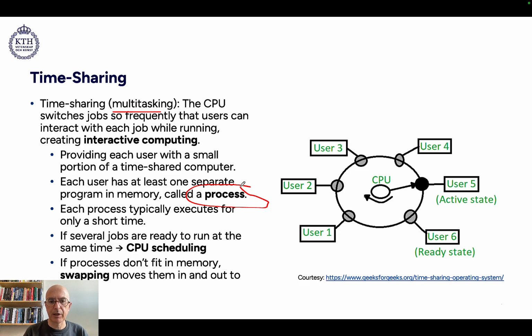If several jobs are ready to run at the same time, then we will rely on the concept of CPU scheduling. We'll schedule different jobs so the processor can actually execute. If the process does not fit into memory, then we will use additional storage and rely on the concept of swapping to move processes in and out of memory in order to be executed.